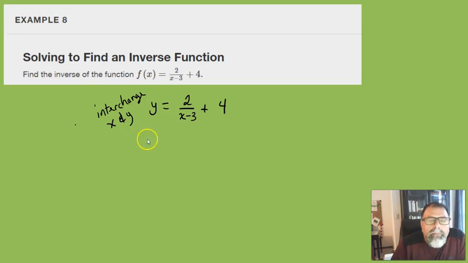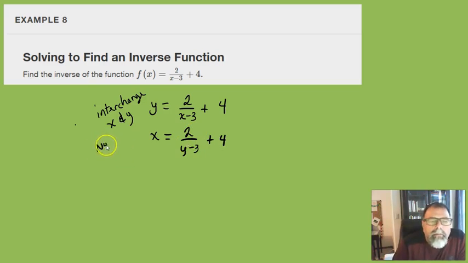So all the x's become y's, all the y's become x's. So this will become x equals 2 over y minus 3. Okay, and then now I'm going to solve it for my new y. I think the way the book says is to just solve it for x and then switch the x and y. I like to switch it first, then solve for the new y.